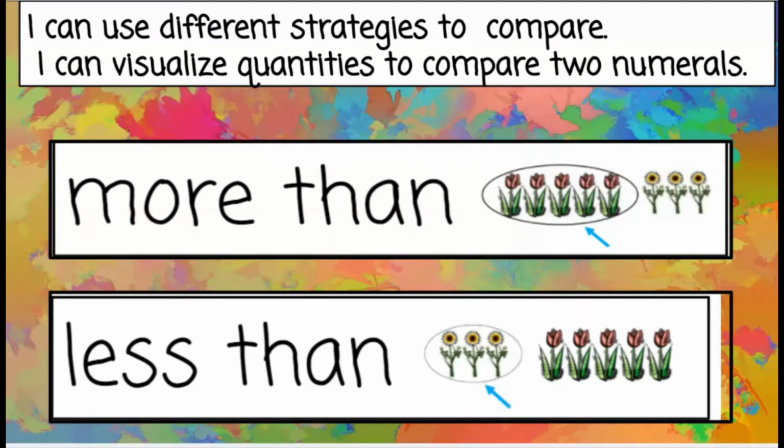We are nearing the end of learning all about more than and less than. And today, our math thinking job is: I can use different strategies to compare and visualize quantities to compare two numbers. So we're going to be doing some more comparing activities together, and we're going to be using our dice, our towers, and some number cards to compare if they're more than or less than. So let's jump right in and compare some numbers.